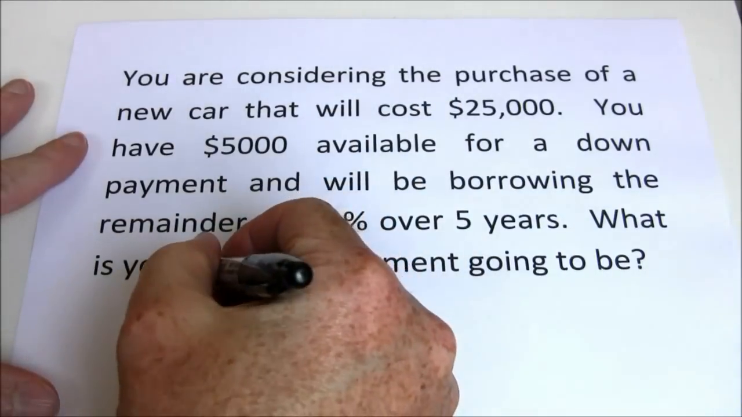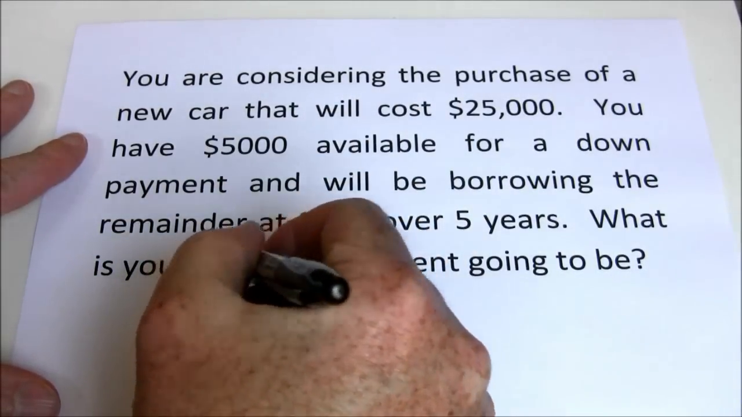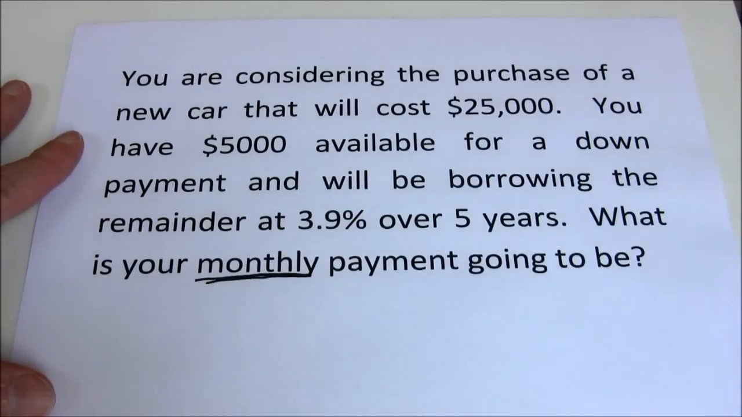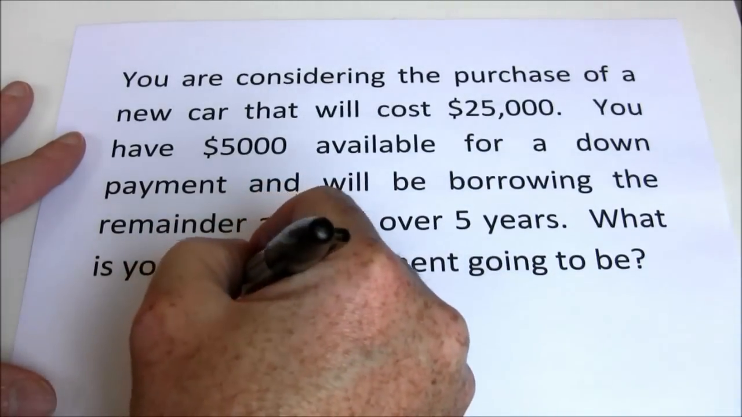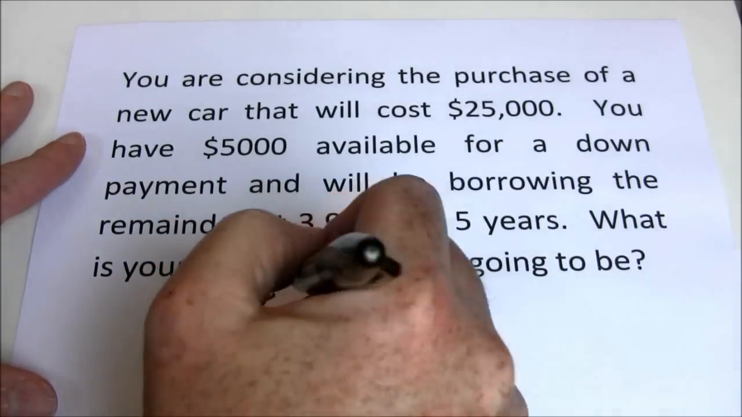A couple of key things here. One, monthly. Every other problem we've done up till now has been annual. This one's going to be monthly, so we're going to have to set our periods per year to 12. So we're going to need 12 for our P/Y.